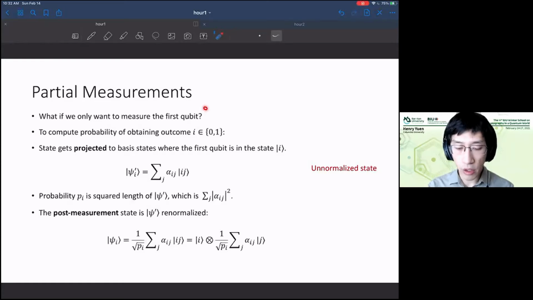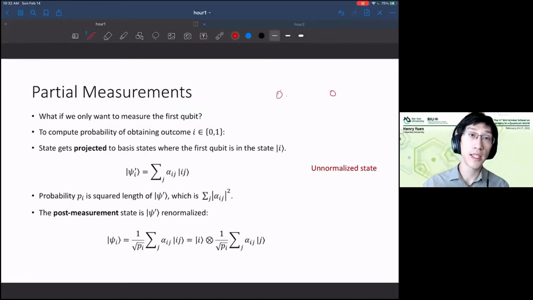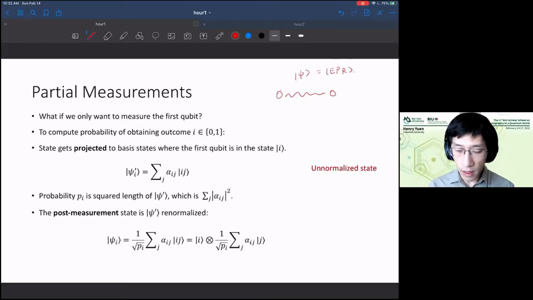If you measure the first qubit of a 2 qubit state, maybe let's just draw it, so you can just imagine it. So here's 1 qubit, here's another one. Let's say that their joint state might even be an entangled state. Maybe it's the EPR pair that we saw a couple minutes ago. When you measure the first qubit, you're going to get a single bit as an outcome.